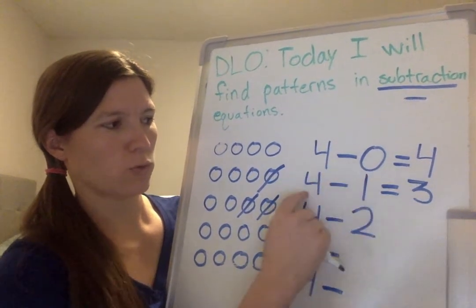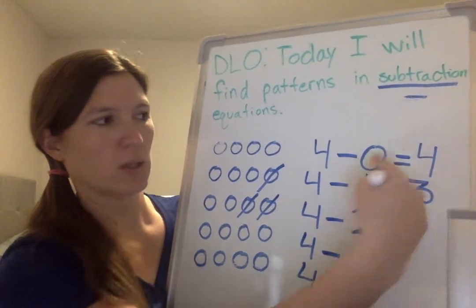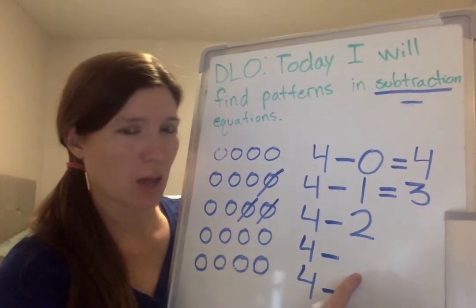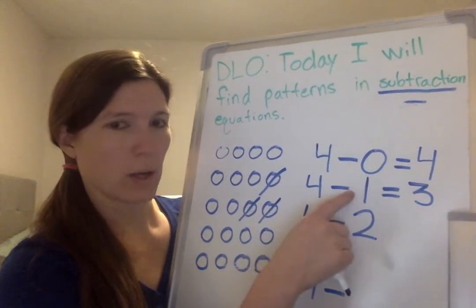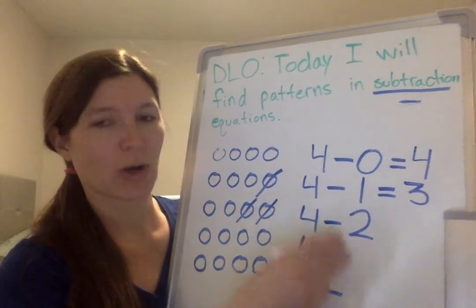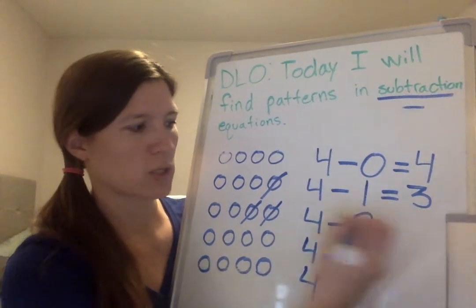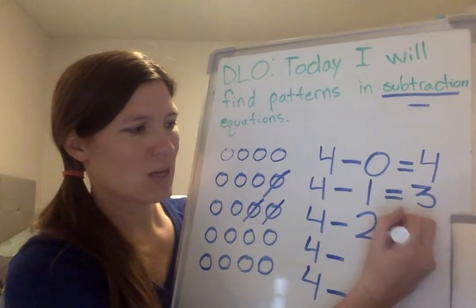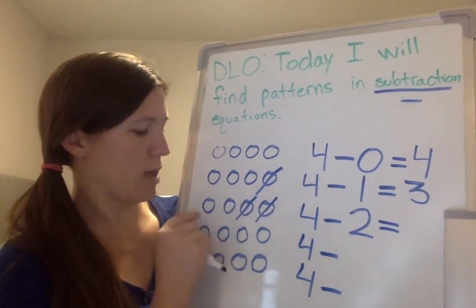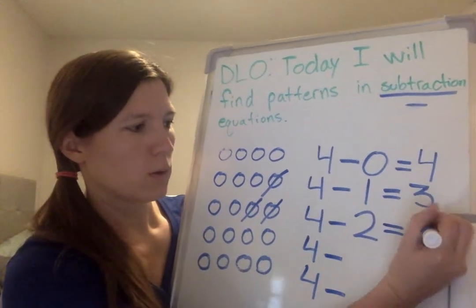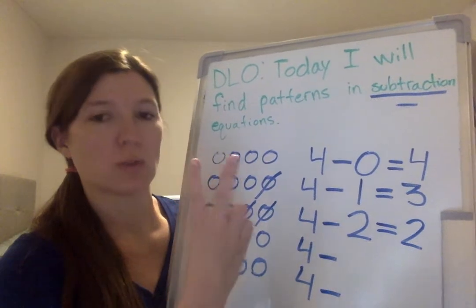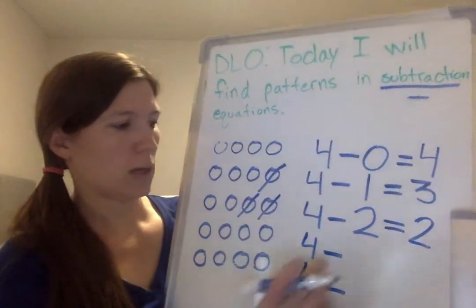4 minus 0, 4 minus 1, 4 minus 2. Look at my pattern. 0, 1, 2. What do you think the next one's going to be if we're counting up? 0, 1, 2, 3. So that'll be the next part of our pattern. But let's finish this equation first. 4 minus 2 equals, I can look over here. That's a strategy, to look at my picture. I took 2 away. How many do I have left? 1, 2. I could use my fingers. If I had 4 and I take 2 away, 1, 2. 2 is my difference.